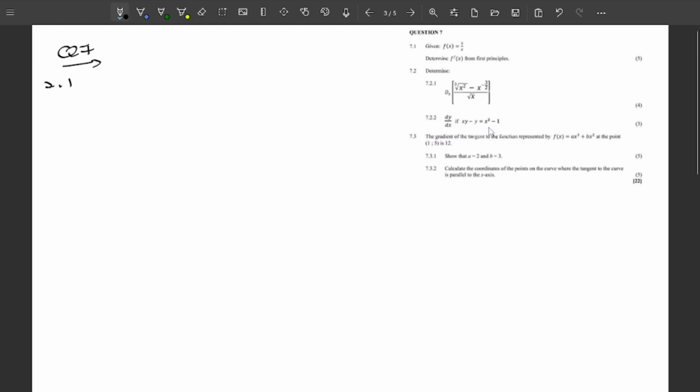Given f of x is equal to 3 over x, determine the derivative of f of x from first principles. For the first principle formula, we use this formula: the derivative of f of x is equal to the limit as h approaches 0 of f of x plus h minus f of x, over h. This is the formula we use to derive.